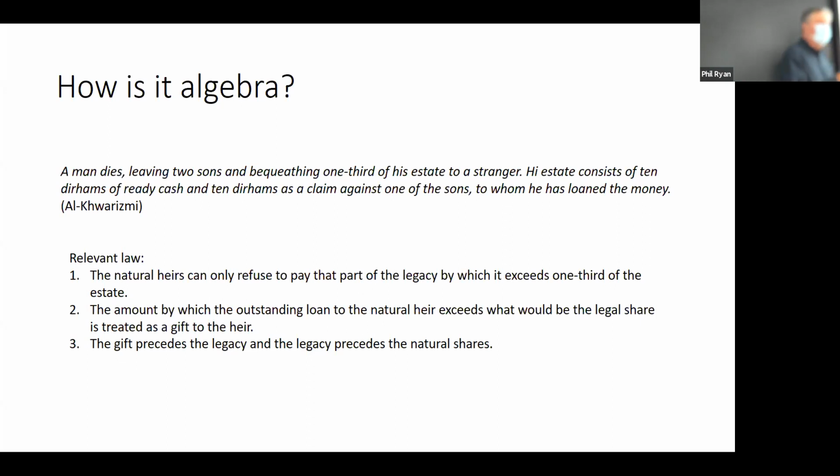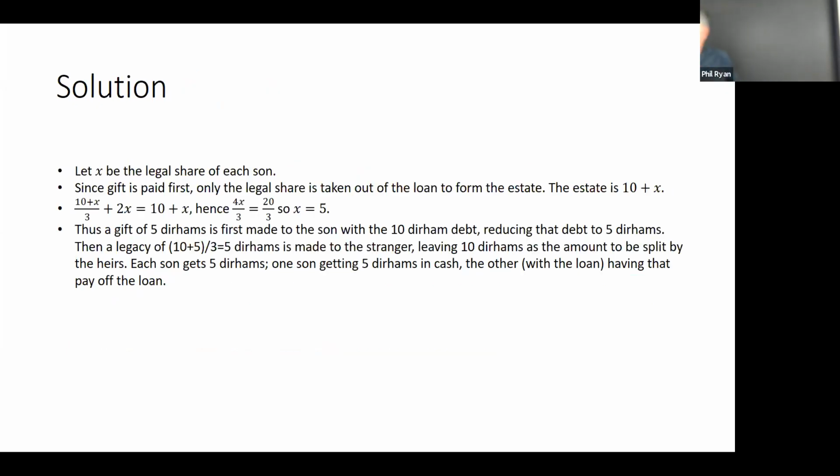So the important point here is that 10 dirhams of debt is not instantly added to the estate. Only a proportion of it is going to be added to the estate. So the estate is going to be 10 plus X. And so all of a sudden, that's how we've got algebra. And so let's see how that's solved.